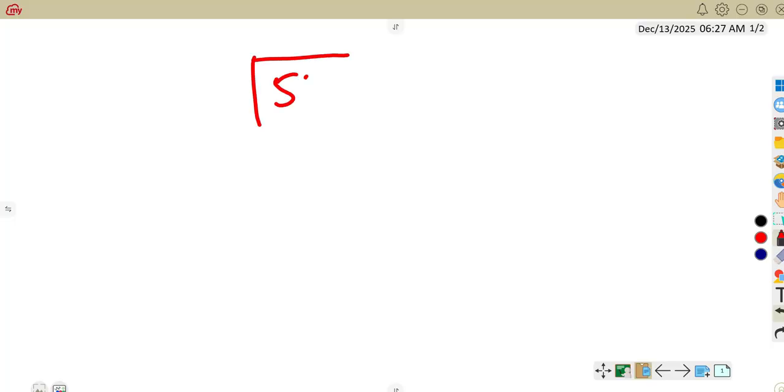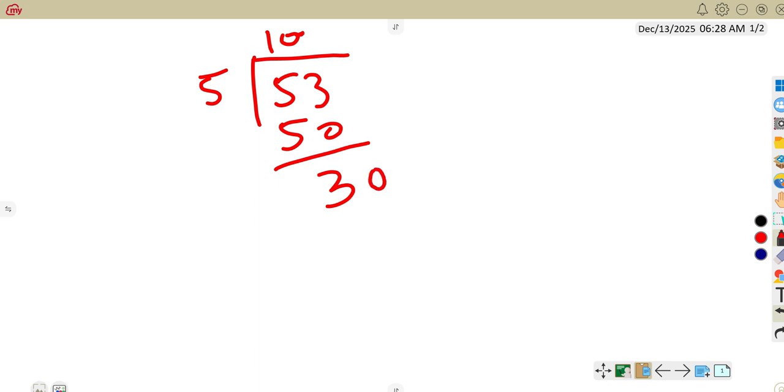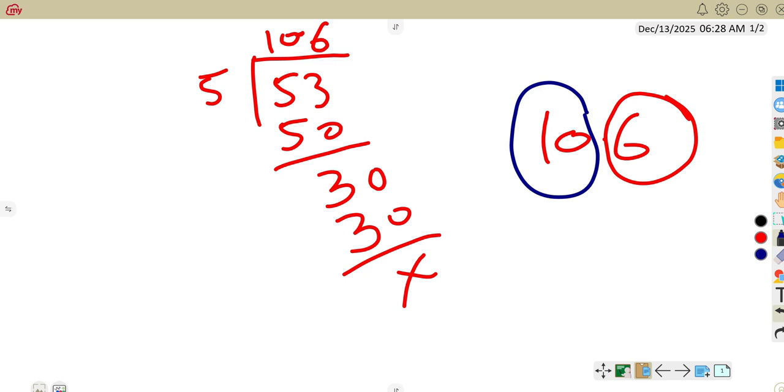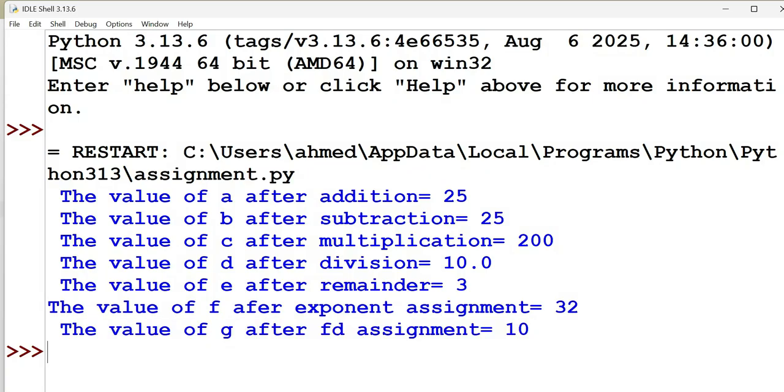We will take 53 and we will divide by 5. 5 10 times 50. So what is the remainder? 3. According to the rules of mathematics, we will put a decimal point here and we will write 0 here. 5 6 times 30. So the answer is 10.6. But this 0.6 will be discarded here and only this 10 will be displayed because we are using here floor division assignment. And this is what is displayed on the screen.